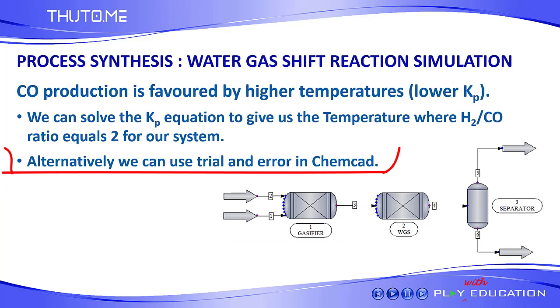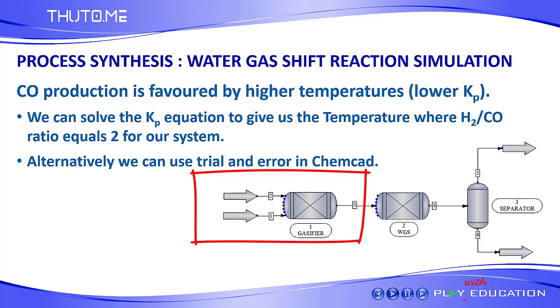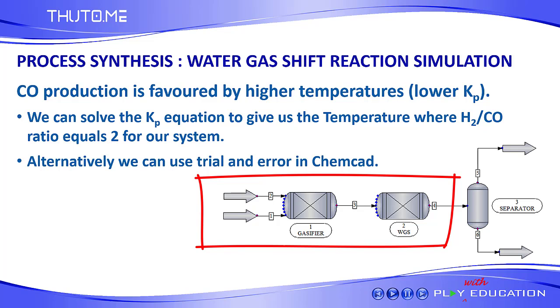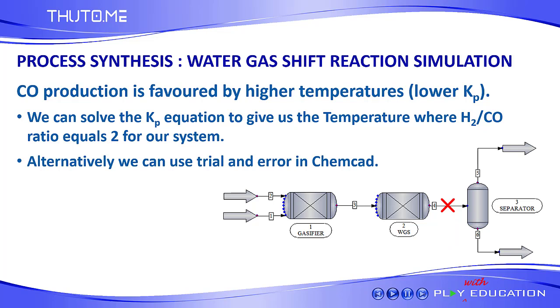So what we are going to do is use trial and error in Chemcad. We're going to put up a simulation, and then we are going to play with temperature until we get the molar ratio of H2 to CO being equal to 2. So that's what we will do here. Remember, we have a simulation up to here, where we have the gas coming out of the gasifier. Now what we'll need to do is just put in the water gas shift and keep playing around with the temperature until it gives us the H2 to CO ratio of 2 as we are targeting.